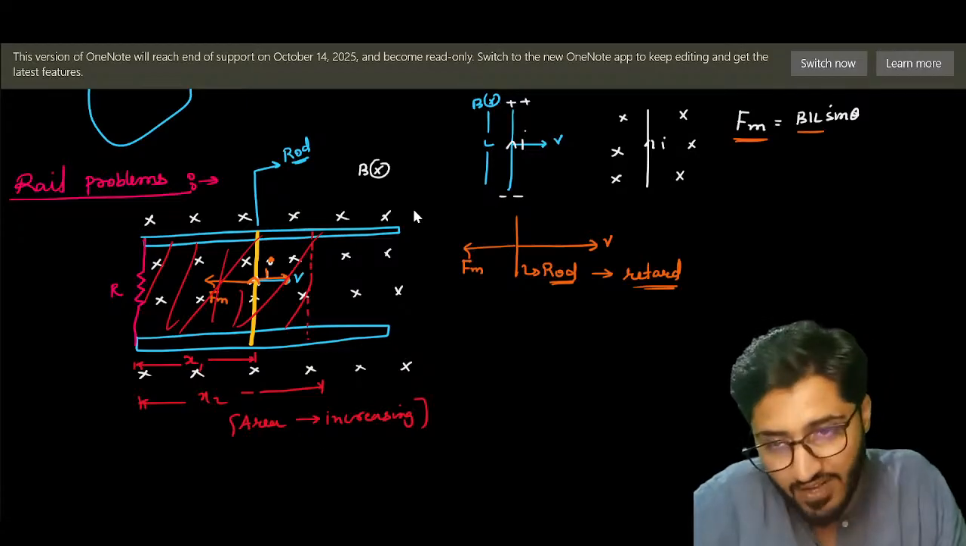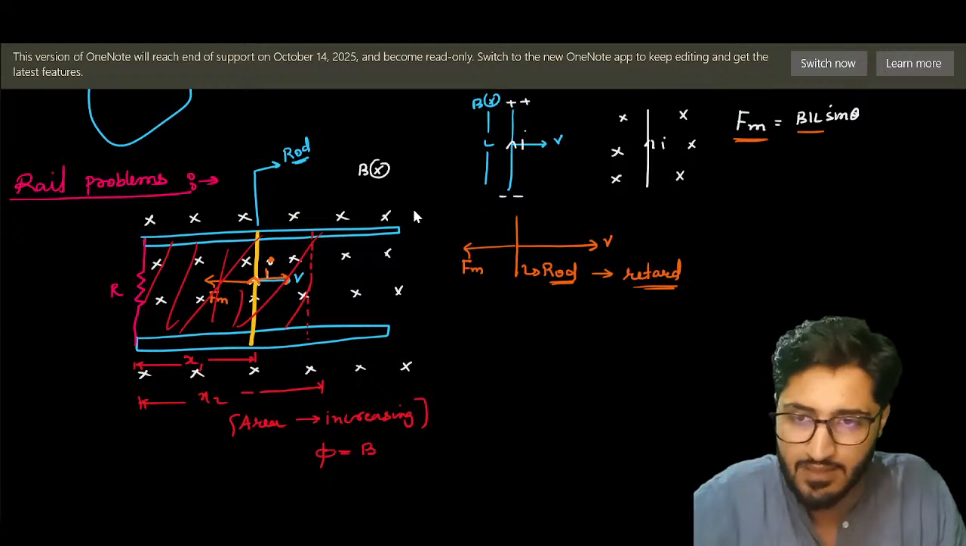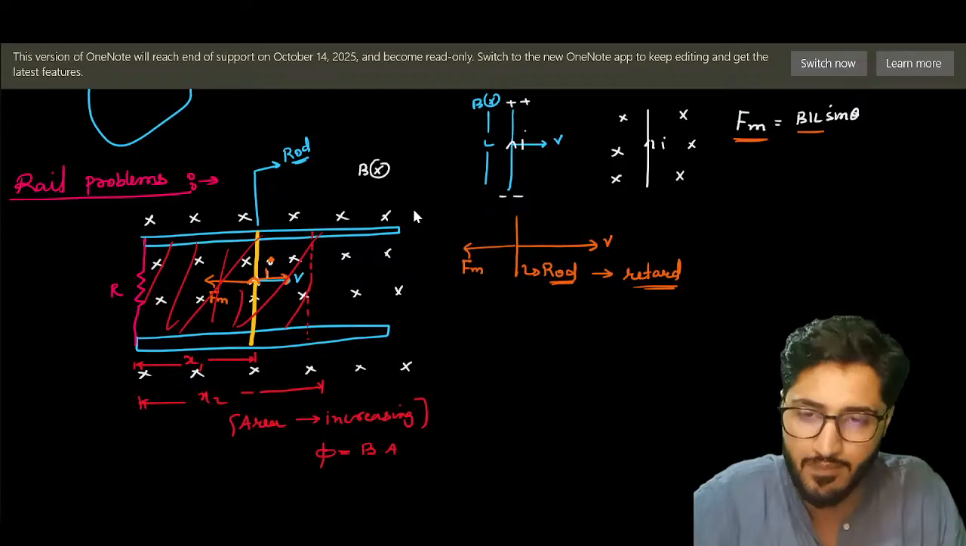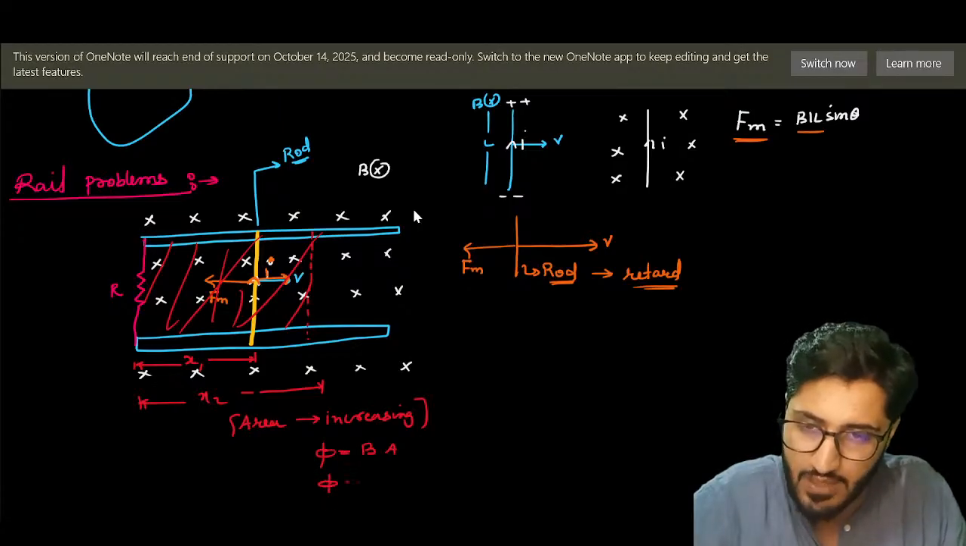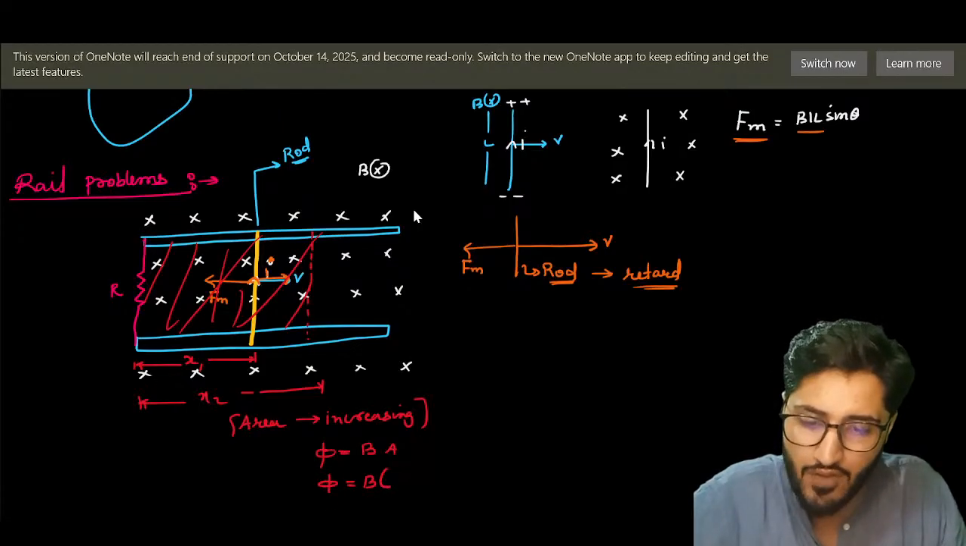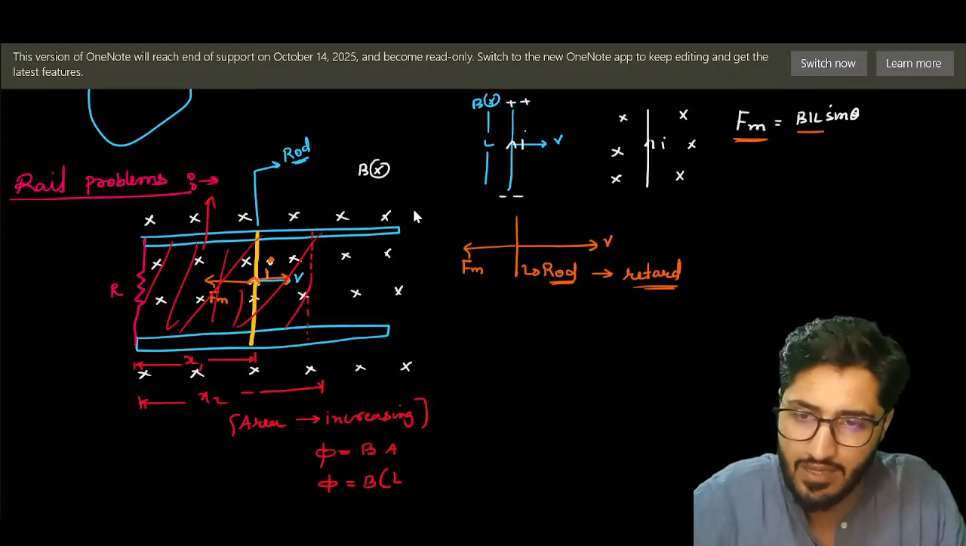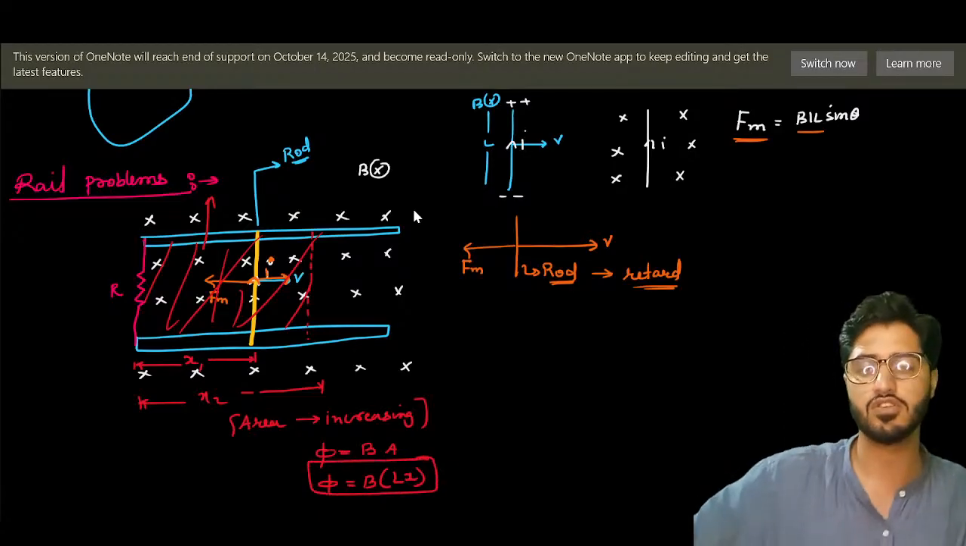So I can write, sir, flux will increase. What is flux? Is it BA cos theta? So I can write BA, where cos theta is cos 0, which is 1, that is BA. What is phi? BA. What is A? The area of the loop. Is it length? This loop, its length is L, and the breadth is X. So A is LX. Is phi equal to BLX?